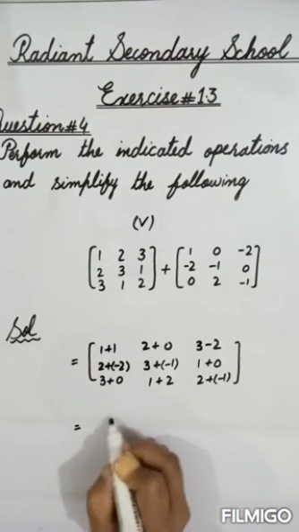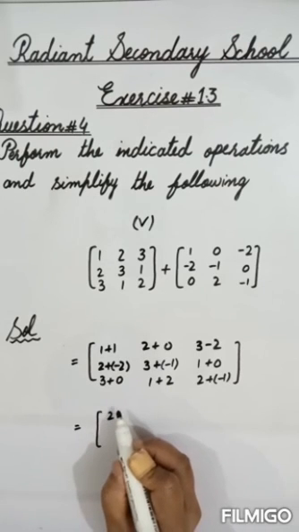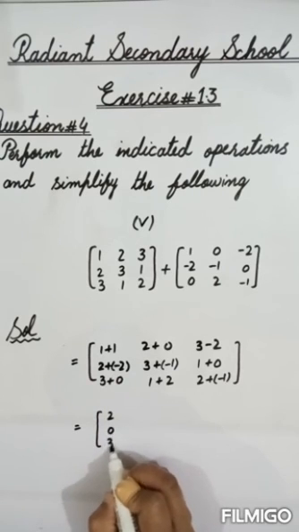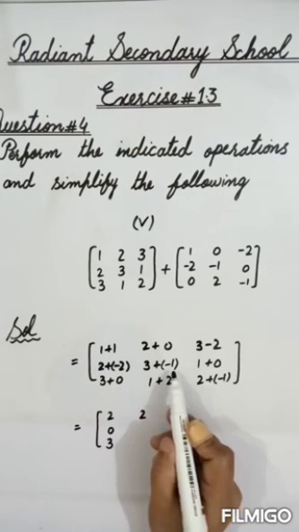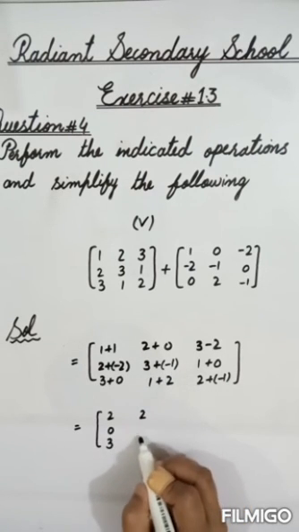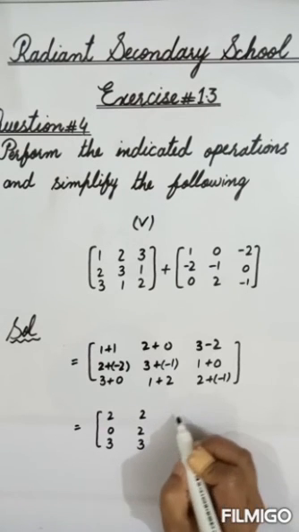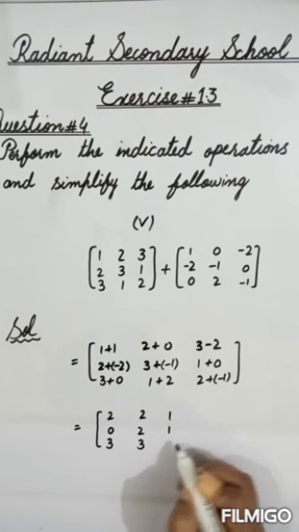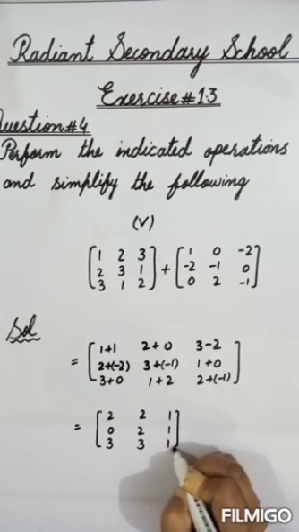Now the answer is 1 plus 1 2, 2 plus minus 2 equal to 0, and 3 plus 0 is equal to 3, 2 plus 0 2, 3 plus minus 1 means 3 minus 1, and the answer is 2. 1 plus 2 is equal to 3, 3 minus 2 1, 1 plus 0 is equal to 1, and 2 plus minus 1 means 2 minus 1, and simply answer is 1. Now this is the answer of part number 5.